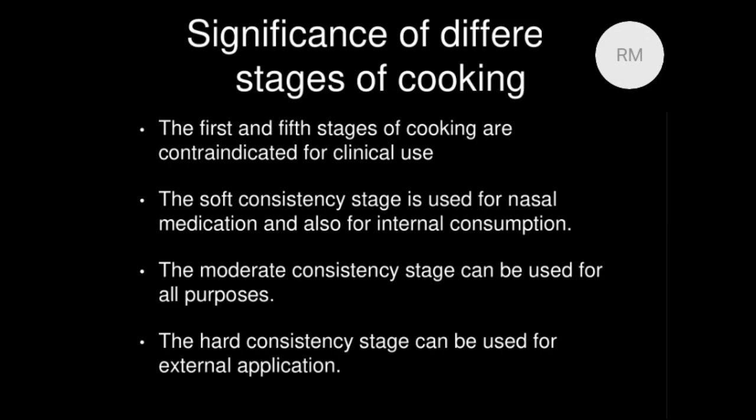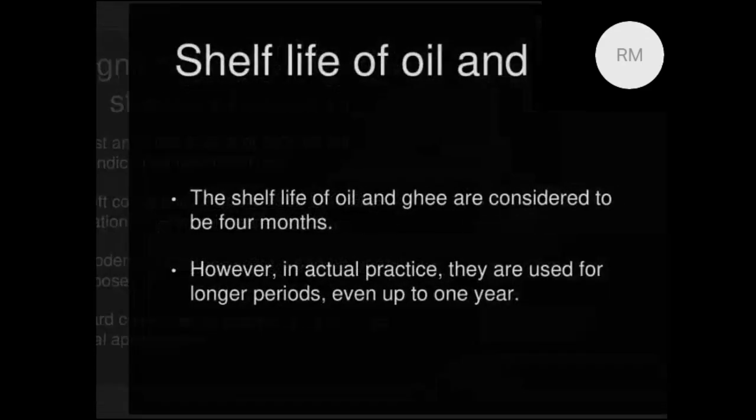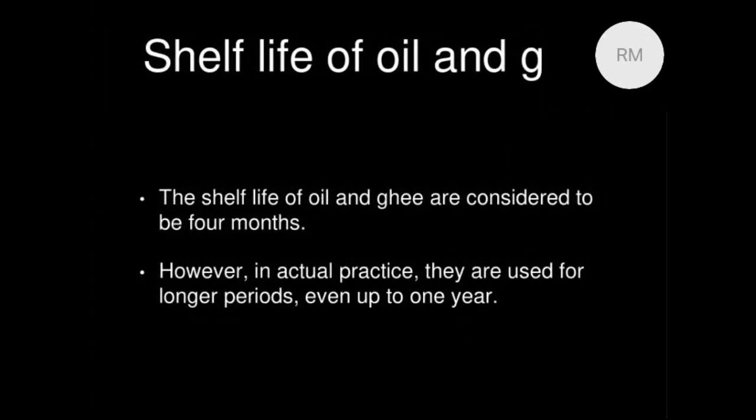So now, what is the shelf life of oil and ghee? It's a very important question. So generally, the shelf life of oil and ghee are considered to be only for 4 months. But in actual practice, they are used even for longer periods, even up to 1 year. So this means that if you are able to preserve them and keep them in a cool and dry place in watertight conditions, then you can prolong its use. It shouldn't be exposed to very bright sunlight. And with the storage, up to 1 year, you can use them safely.